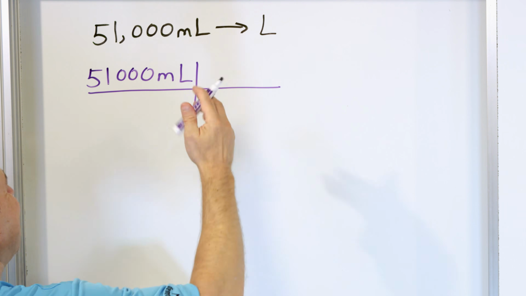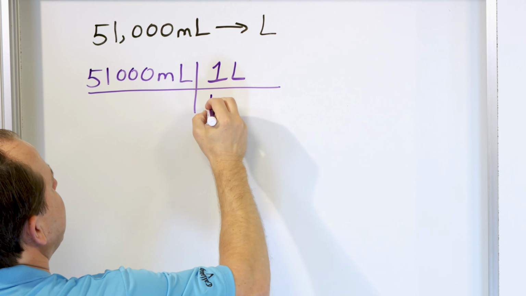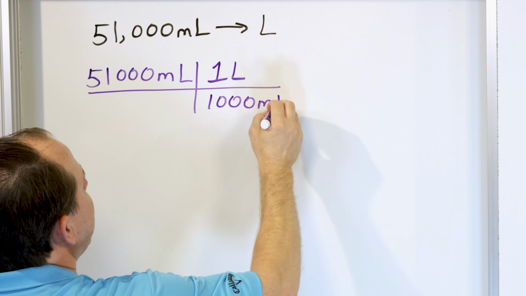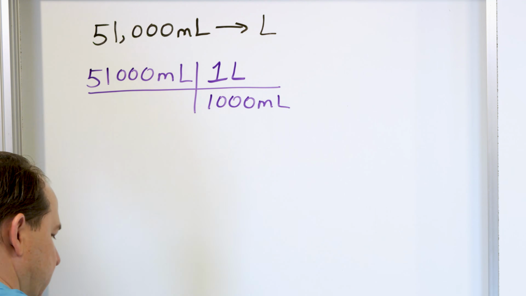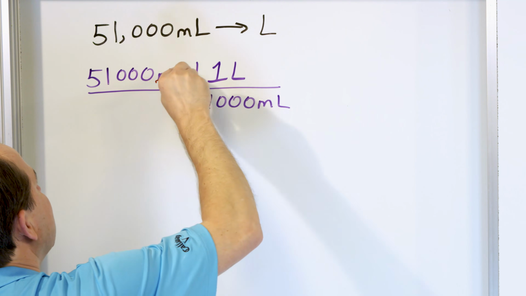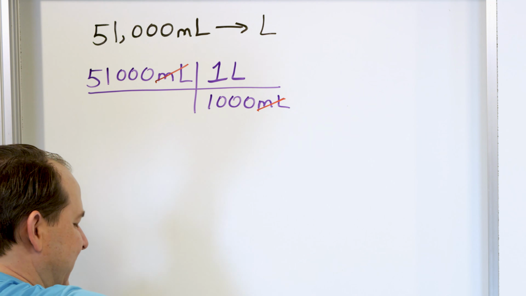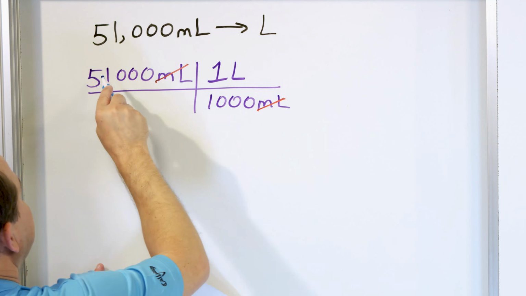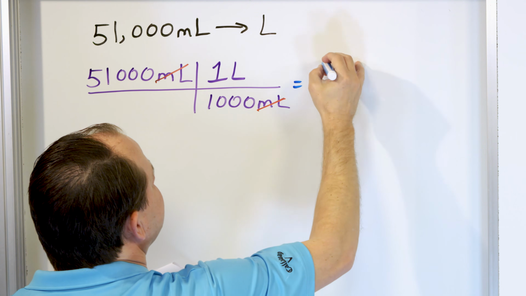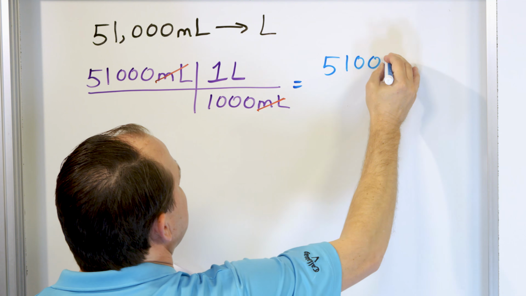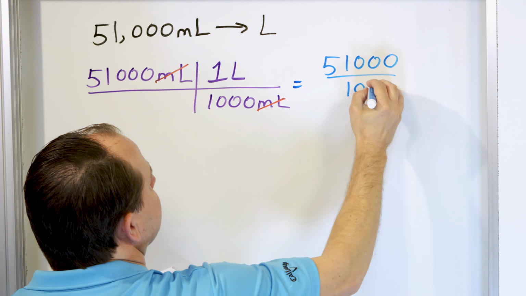The only way we can write it is with 1 liter on the top and 1,000 milliliters on the bottom, because if we flip it over, nothing will cancel. This is the only way the milliliters cancel, leaving us with liters. So all I really have to do is take the 51,000 times the 1, which is just going to be 51,000. And on the bottom, I just have 1,000.